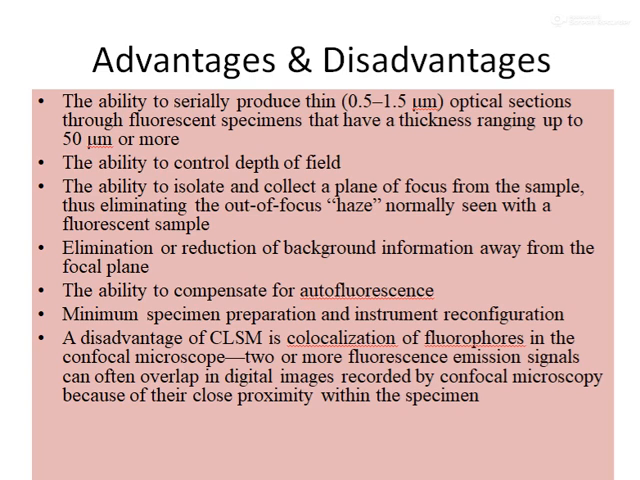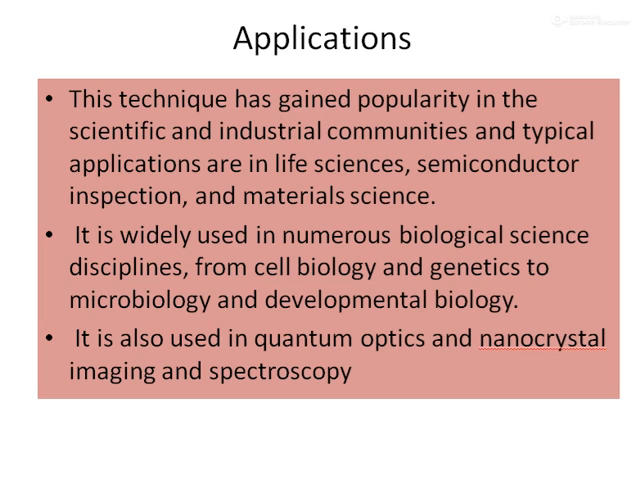Coming to its disadvantage, there is co-localization of fluorophores in confocal microscopy. That is, two or more fluorescent emission signals can often overlap in digital images recorded by confocal microscopy because of their close proximity within the specimen. So that is a disadvantage of confocal laser scanning microscopy. But of course, we do have some advantages also of this particular technique. Now, what are the main applications of it?